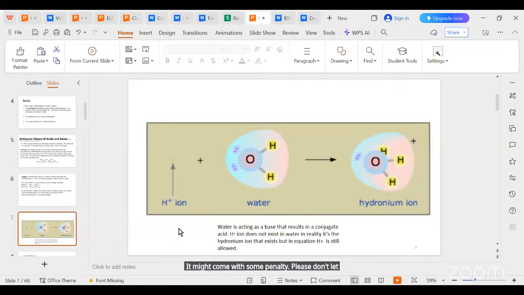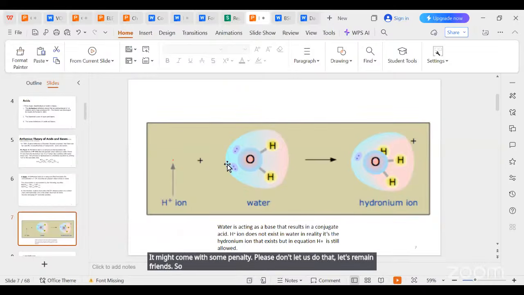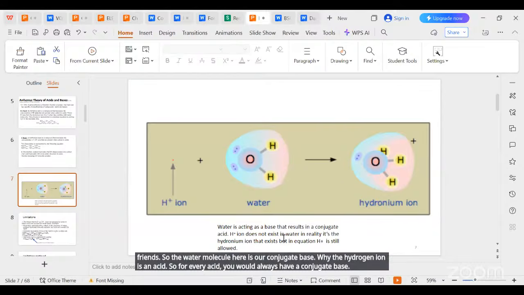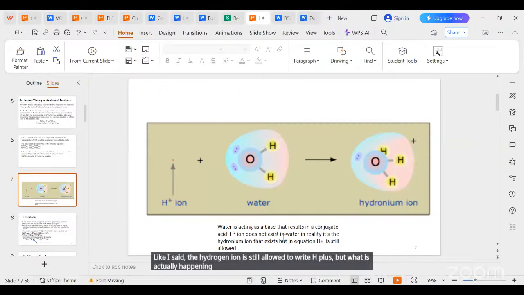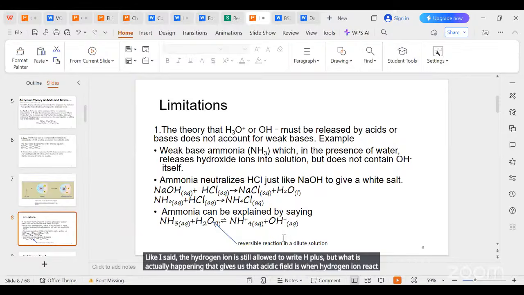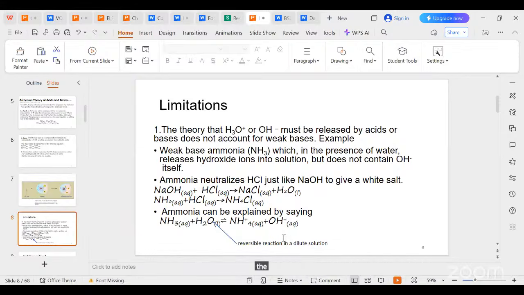Let's remain friends. So the water molecule here is our conjugate base, while the hydrogen ion is the acid. So for every acid, you would always have a conjugate base. Like I said, we are still allowed to write H+, but what is actually happening that gives us that acidic feel is the hydrogen ion reacting with the water molecule to give us the hydronium ion.